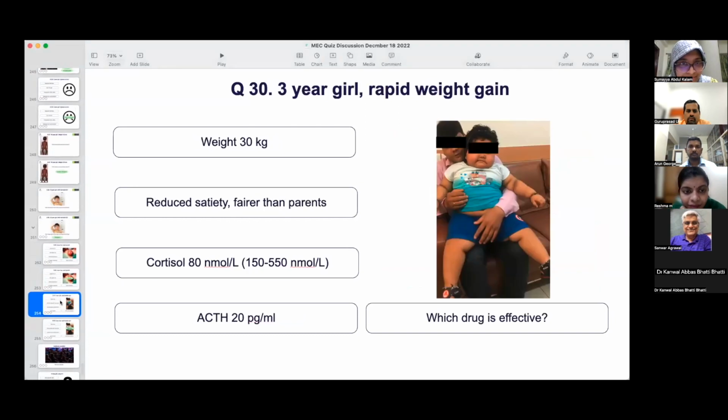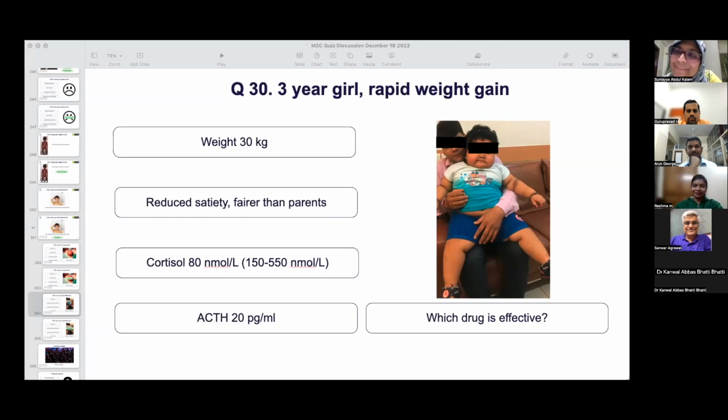And the question is this. 3-year-old girl with rapid weight gain. Dr. Aniket has already said. So you give me the answer immediately. So Dr. Aniket? We don't have time to think now. Leptin, sir. Leptin. No, you read the whole question now, but the answer is already wrong, so it won't be making a difference.